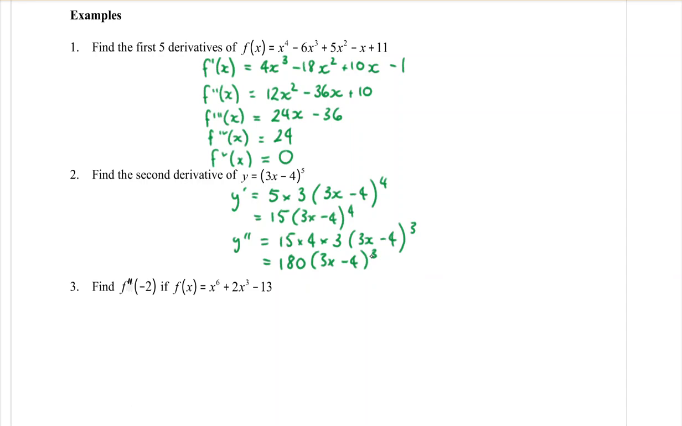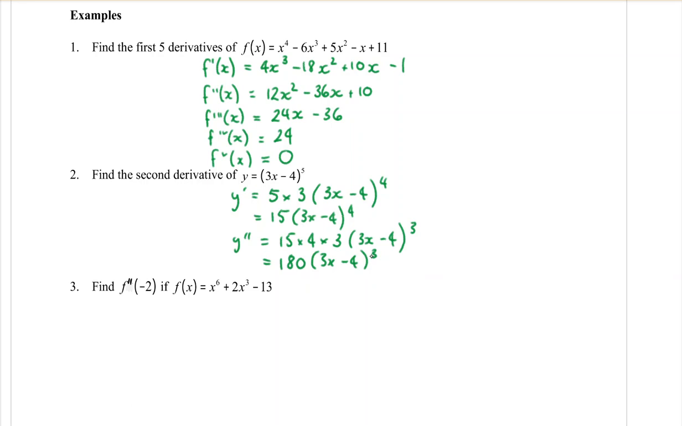Okay, so one final question. It says find f double dash of minus 2 if f of x is equal to x to the power of 6 plus 2x cubed minus 13. Okay, so the f double dash means I want to find the second derivative. The minus 2 in here means that I need to sub the x is equal to minus 2 in after I have found the second derivative though.